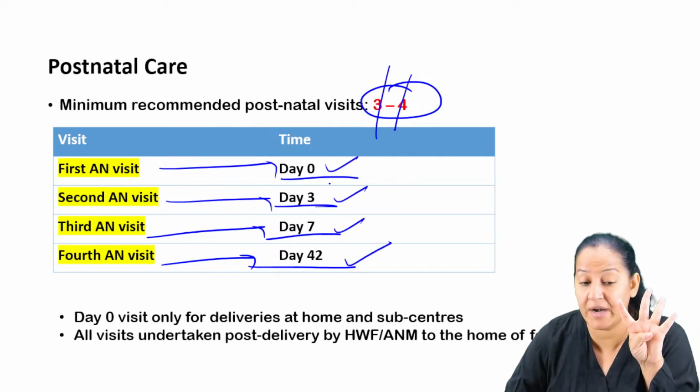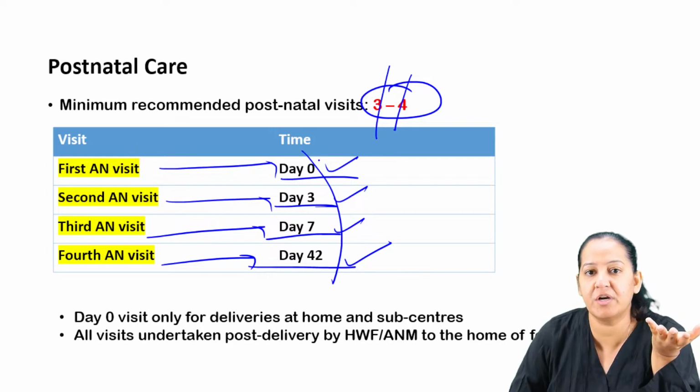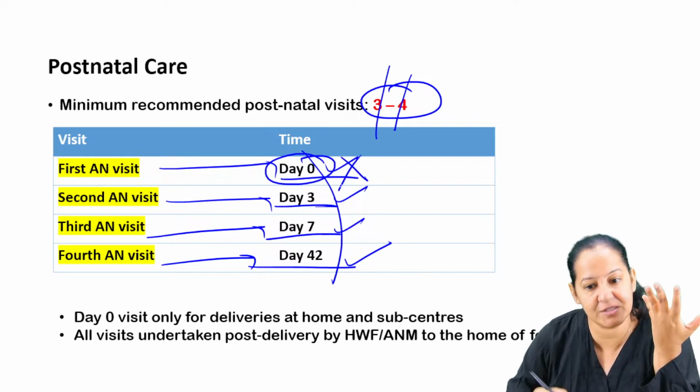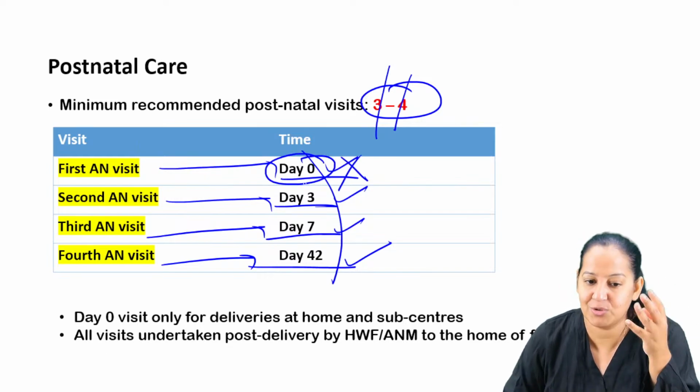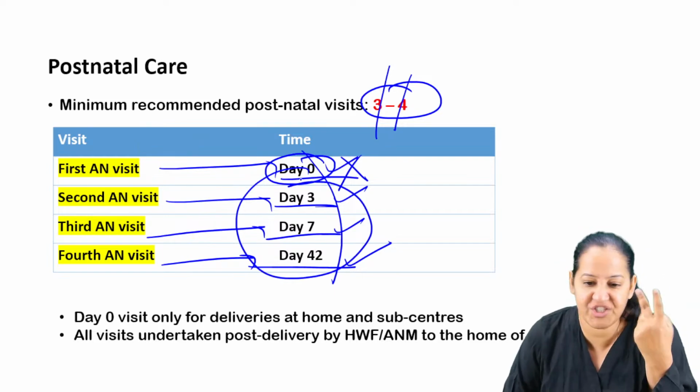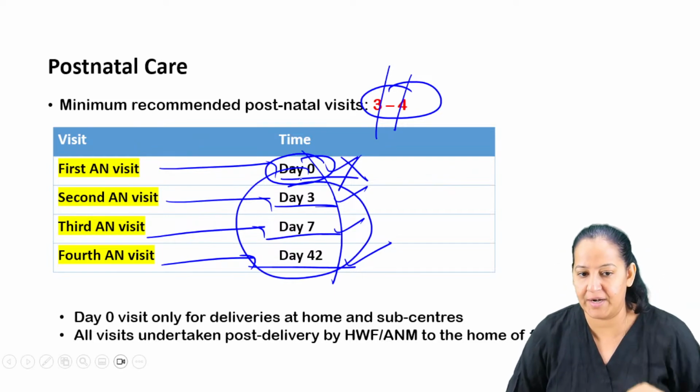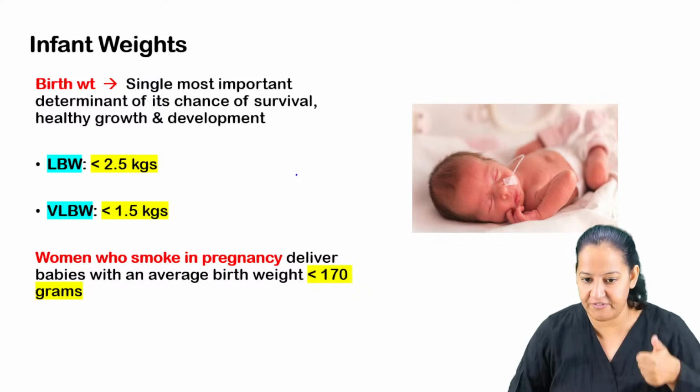The 4 visits are required if it's a home delivery. If it's an institutional delivery, the day 0 visit is not there because she is already in the hospital, in an institute. So the remaining 3 visits are required. On the second day she is discharged, so 3 visits are required. That is the postnatal care. I hope you got it. Everyone give me a thumbs up.